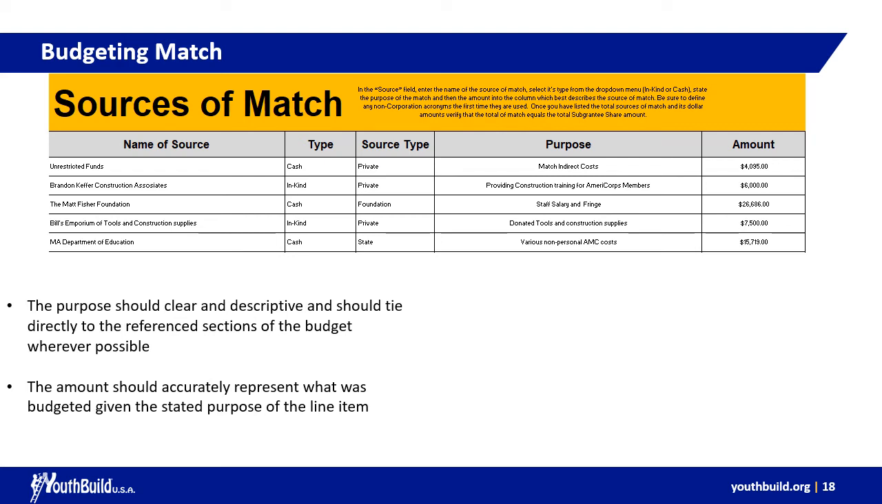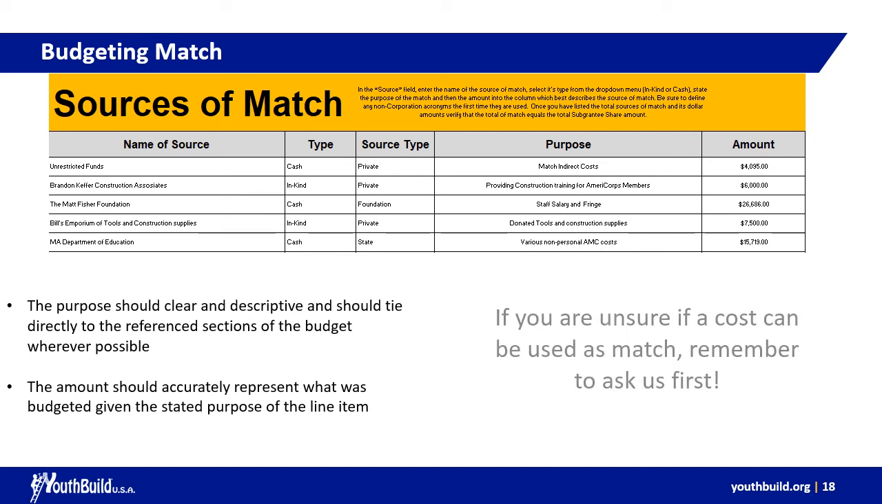In this example, we see that each funder is clearly labeled. For instance, the Brandon Kepper Construction Associates source has a purpose that directly references the construction training that was listed in the Contractual and Consultant Services section of the budget. If the source is being used for a wide variety of costs, such as the Massachusetts Department of Education grant listed here, then you can state what that grant is not being used for in order to clear up any questions. In this case, it is being used to cover the remaining non-personnel costs. If you are unsure if a grant can be used as match, please remember to ask us first.